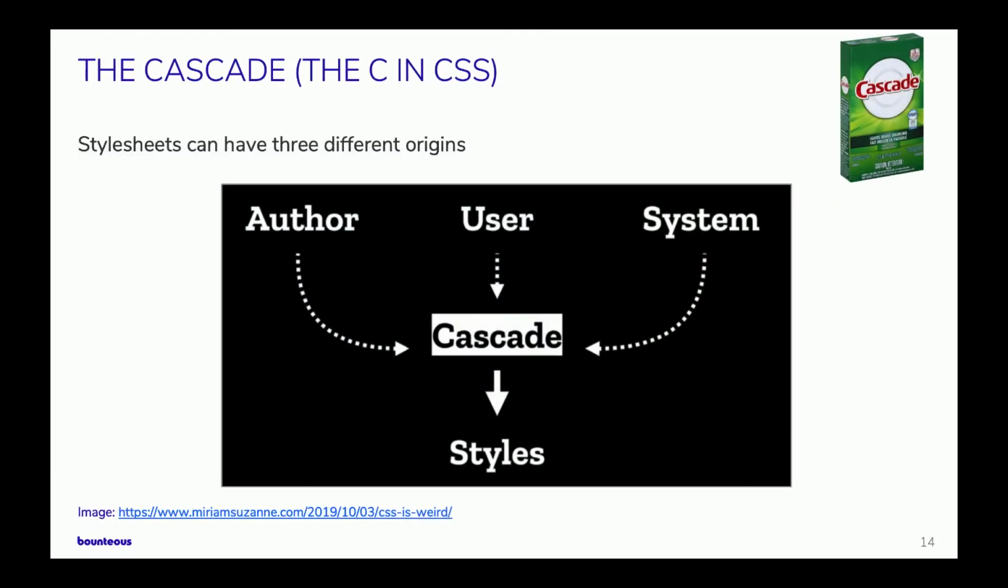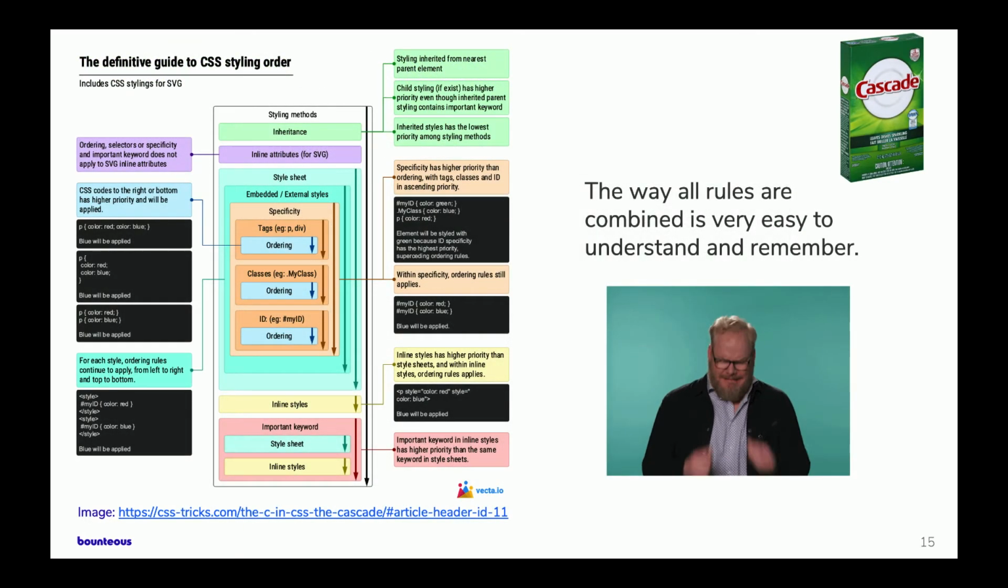And then there are a number of other things that go into how these rules are prioritized and assembled. So there's the concept of the cascade, the C in CSS. There are a number of different origins that the style sheets can come from: author, user, or system. And those are all combined together and prioritized in a set of rules that's very simple, very straightforward, and always easy to keep top of mind. Obviously being a little sarcastic there. The image is from a CSS Tricks post. A lot of informative information there, but it's presented like that, very overwhelming.